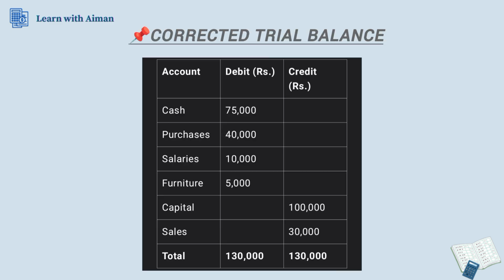Account cash, debit side 75,000, purchases 40,000 on debit side, salary 10,000 on debit side, furniture 5,000 on debit side, while capital 1 lakh on credit side, sales 30,000 on credit side, and here our total is balanced. The trial balance now balances correctly.